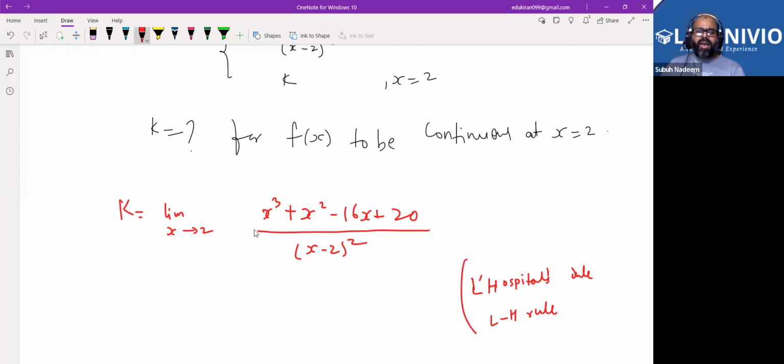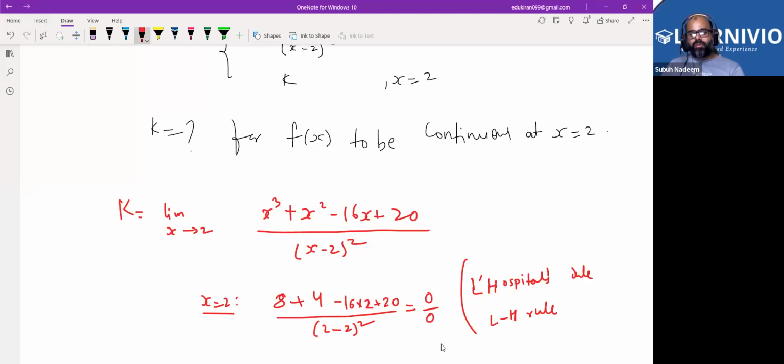It says that if you put here x is equal to 2, what will happen? It will be 8 plus 4 minus 16 into 2 plus 20 upon 2 minus 2 whole square, which will be equal to 12 minus 32. So this will be 0 by 0.